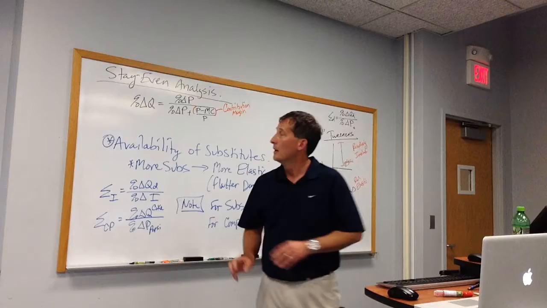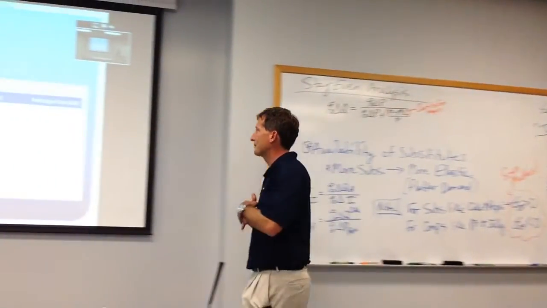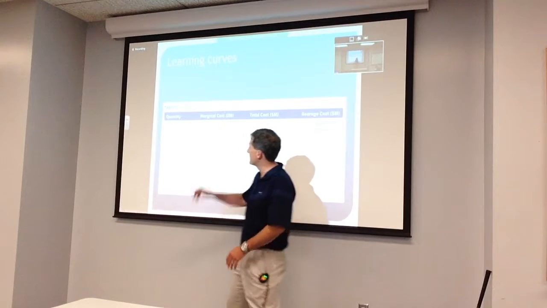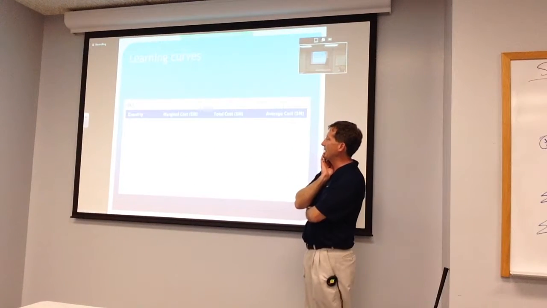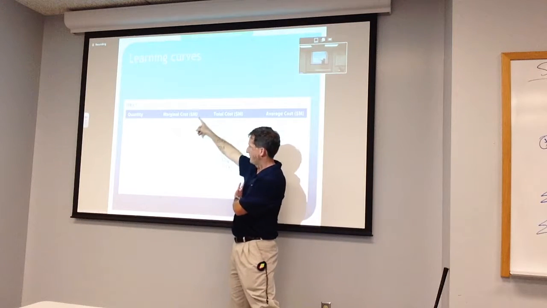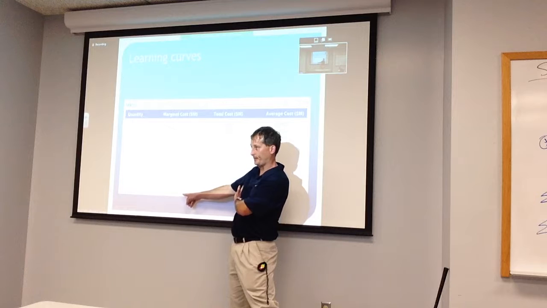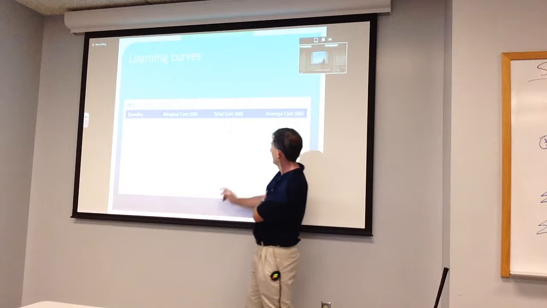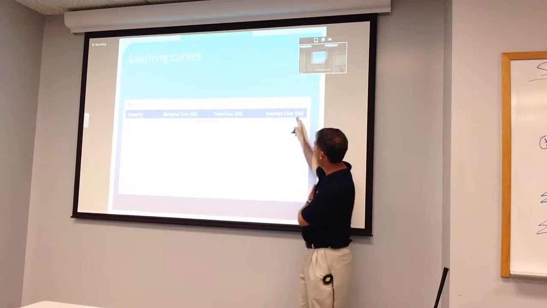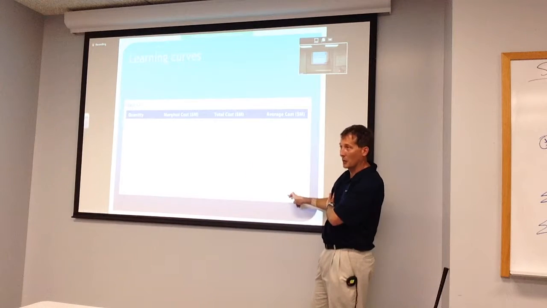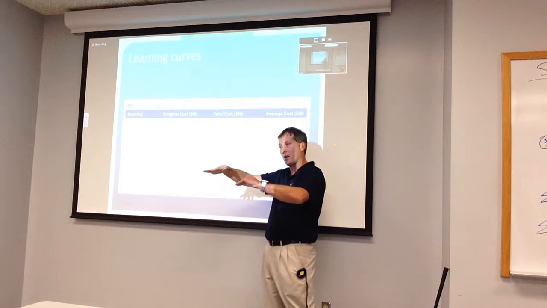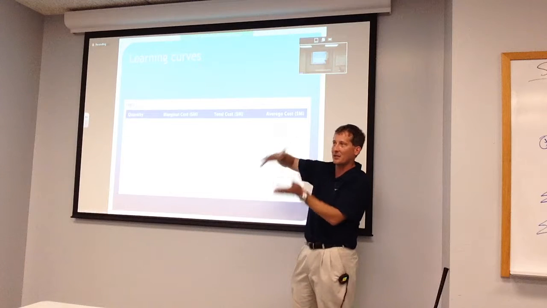Okay, so learning curves. Look at what's going on here. Airplane manufacturing costs, 1, 2, 3, 4, 5, 6, 7, 8, 9, 10 planes. Marginal cost, going up or down? Down. Total costs, they're going up. Average cost going down. When the marginal cost is below the average, the average is falling. What we are is on that front end of the J shape.